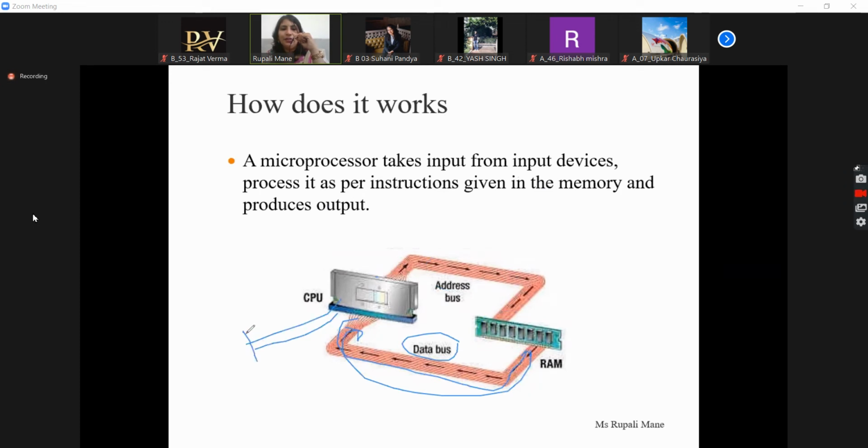तो इनपुट डिवाइस से डेटा माइक्रोप्रोसेसर में जाएगा. फिर यहाँ पे हमने आउटपुट डिवाइस कनेक्ट किया है, तो यहाँ से डेटा यहाँ जा सकता है. For example, suppose मेरा ये इनपुट डिवाइस है, कीबोर्ड.